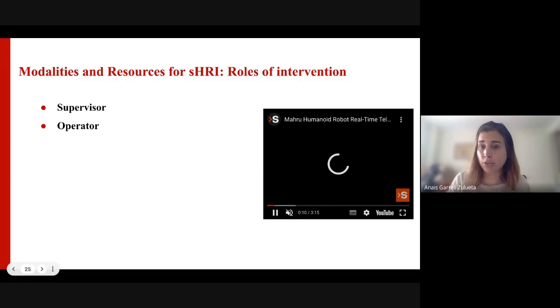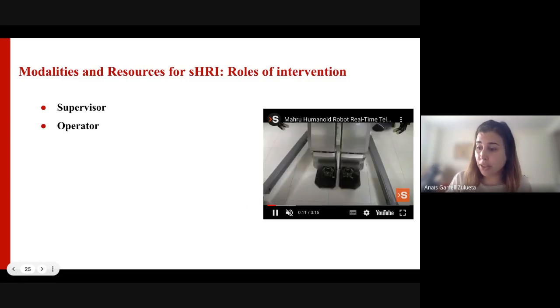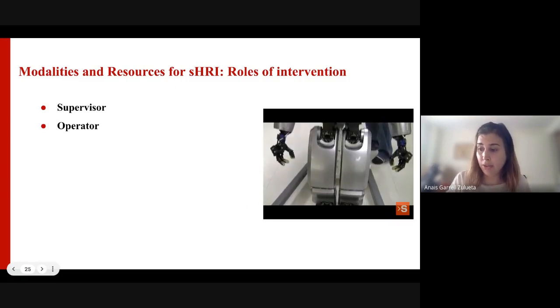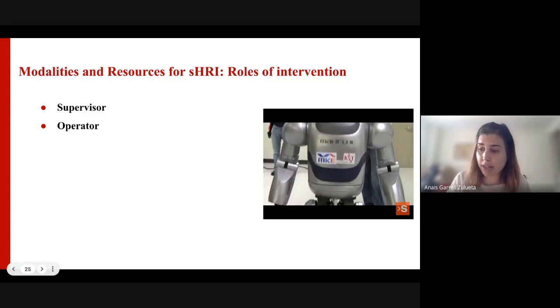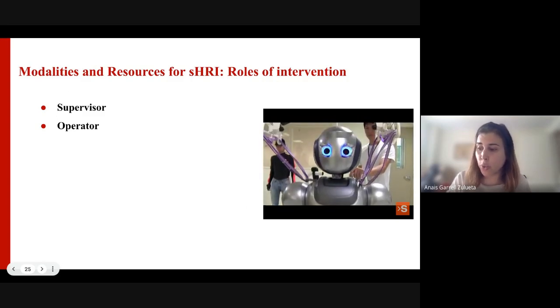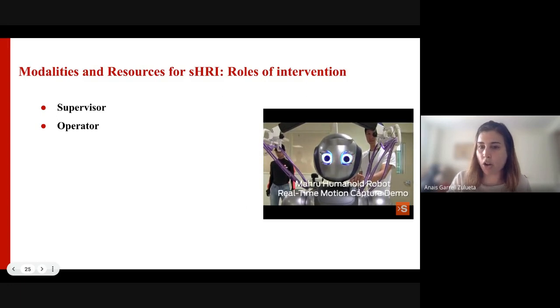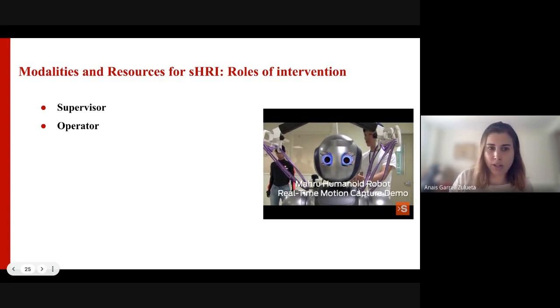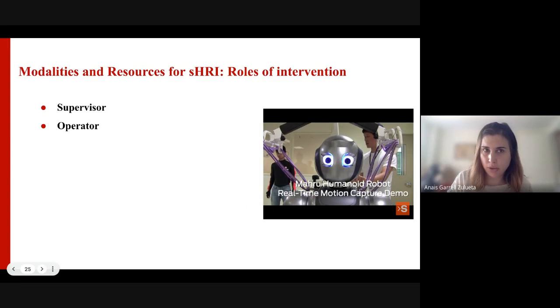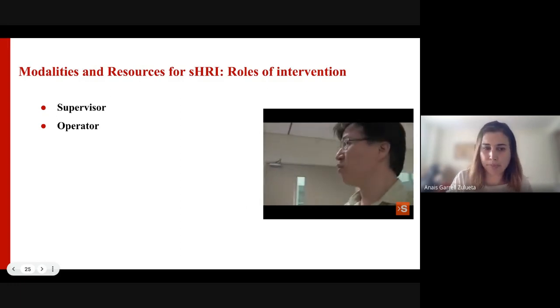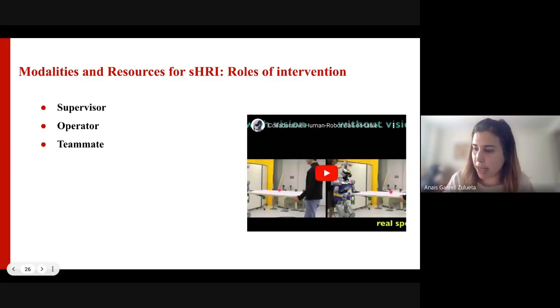Then we have the operator. The operator needs awareness of robot health, awareness of the environment, and awareness of what the robot is doing to support the task or the mission. The supervisor and the operator could be the same person, but it's not mandatory.